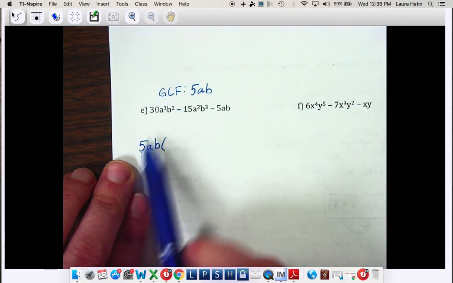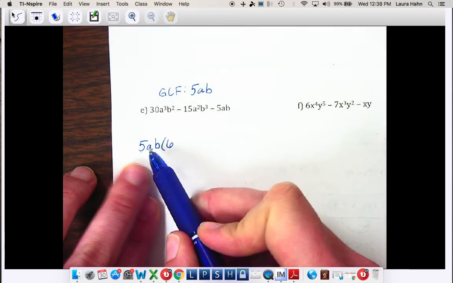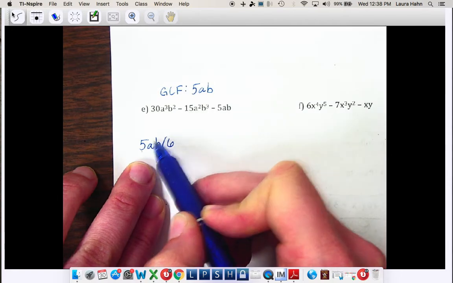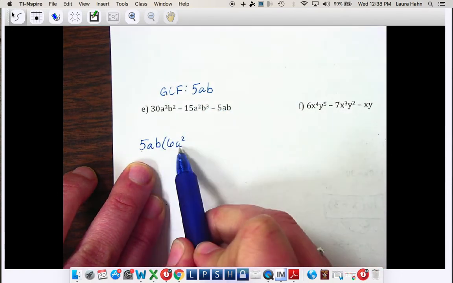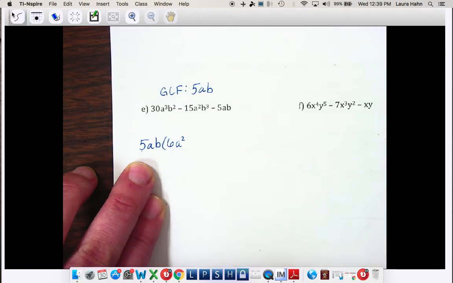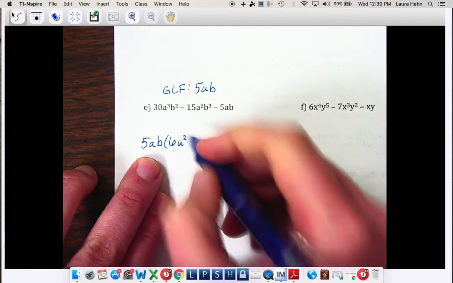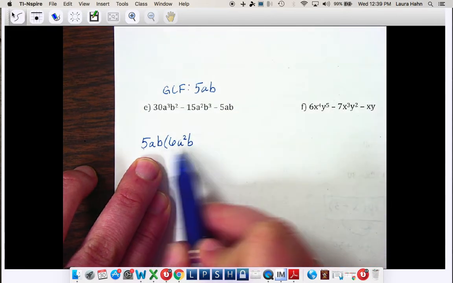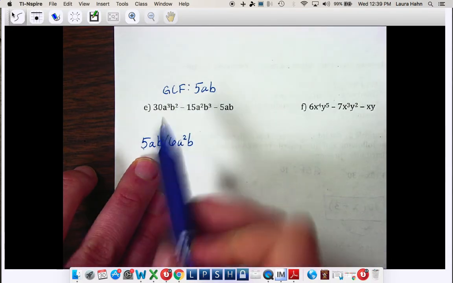So 5 times what will give you 30? Well, 5 times 6. A times what would give you A to the third? Well, I have 1, right? So I still need A squared. See how there's 3 A's being multiplied together? A to the third. Okay, I have 1B. B times what would give me B squared? B times B, because there's 2 B's being multiplied together, that's B squared. All right, done with that piece.